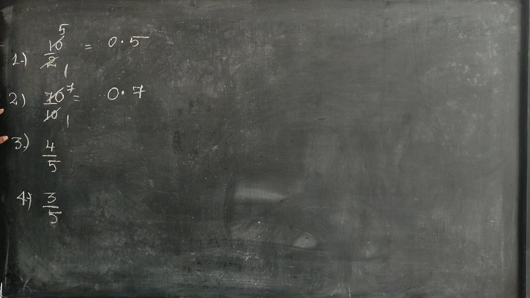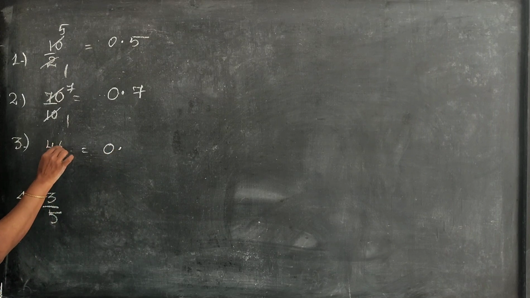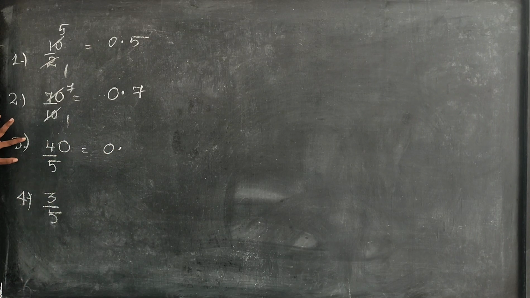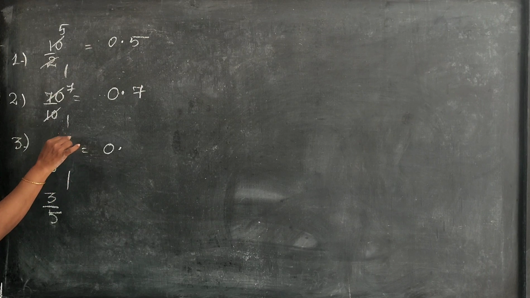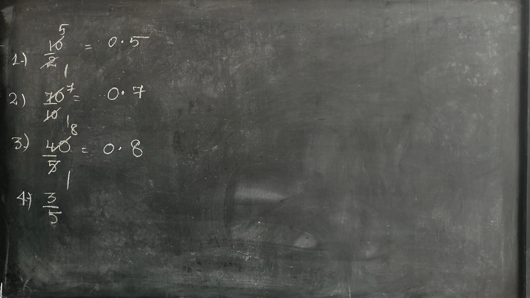Here we check whether the numerator is less than the denominator. So 4 is less than the denominator 5. So we'll add a point here, 0 point, and add 0 to the numerator. The value becomes 40. Now it is bigger. So we can cancel: 5 ones are 5, 5 eights are 40. So the answer is 0.8.